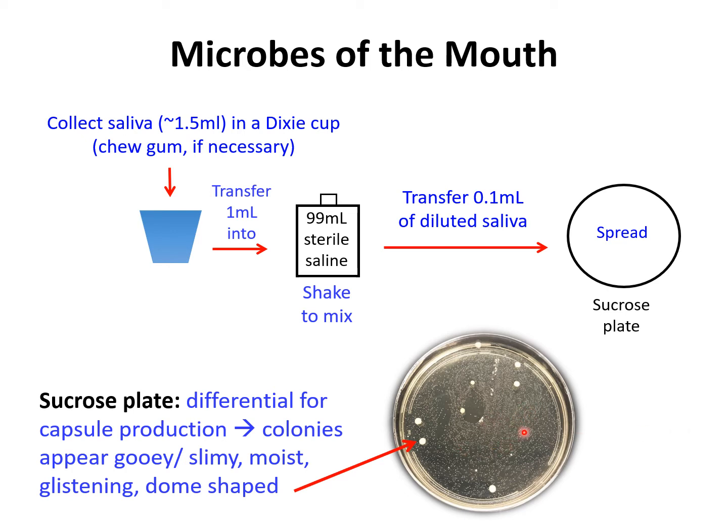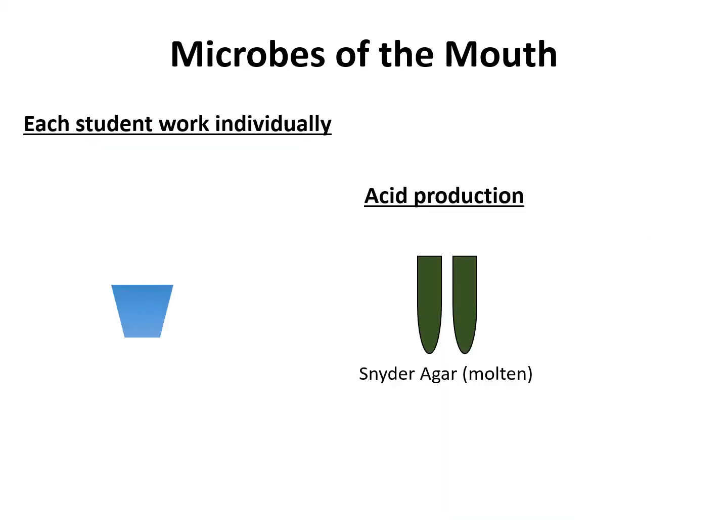The rest of those bacteria that you have are other bacteria in your saliva, but notice how they don't have that large white glistening look to them. So those are not going to produce a capsule. These are the ones that have capsules. And as I said, the more you have of them, the more at risk you are of developing tooth cavities.